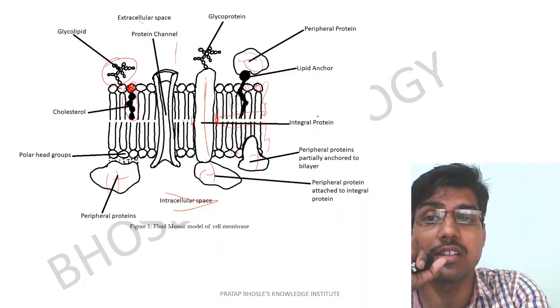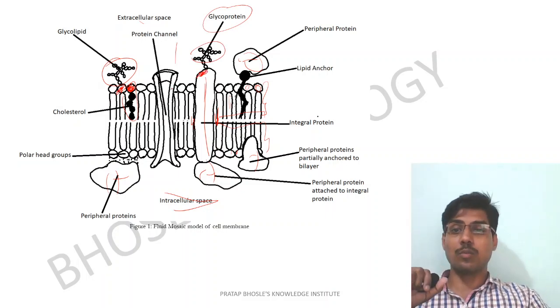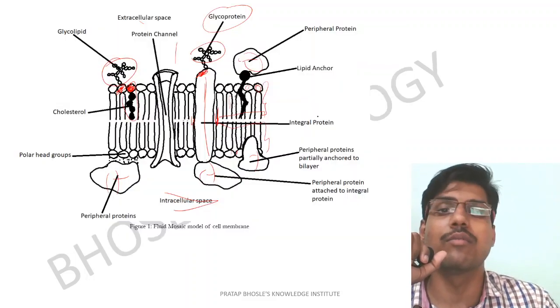Carbohydrates attached to the hydrophilic groups of the lipids are glycolipids, and carbohydrates attached to the proteins are glycoproteins. Okay, so now let's see one by one.